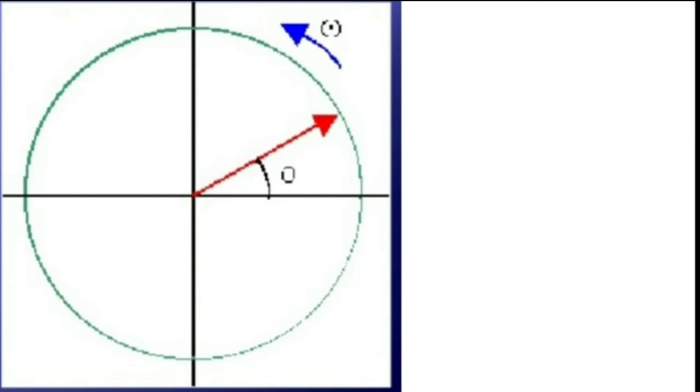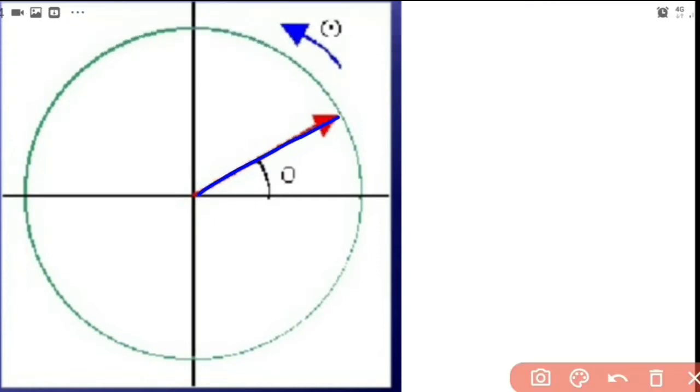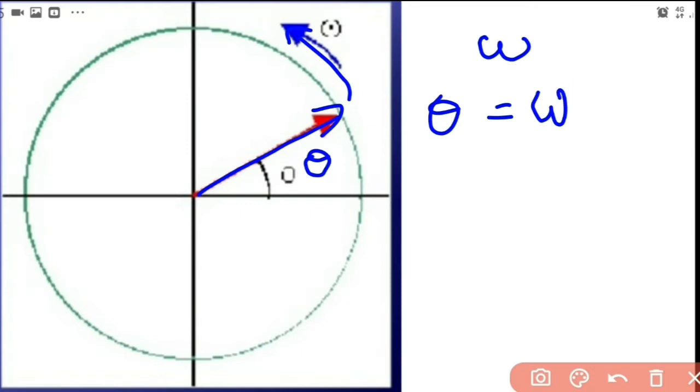In phasor representation, a physical quantity which is a scalar is represented as a rotating vector. The length of that vector is taken to be the amplitude of that sinusoidally varying quantity, and it rotates with an angular velocity omega. Therefore, at an instant the angle swept is theta equal to omega t.